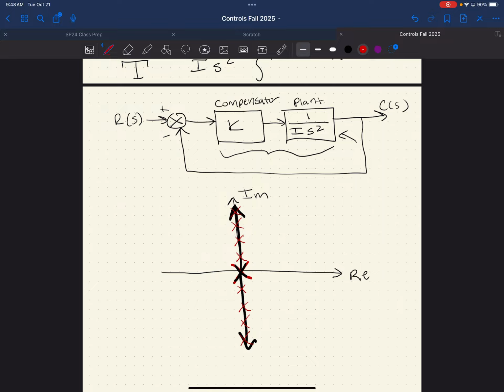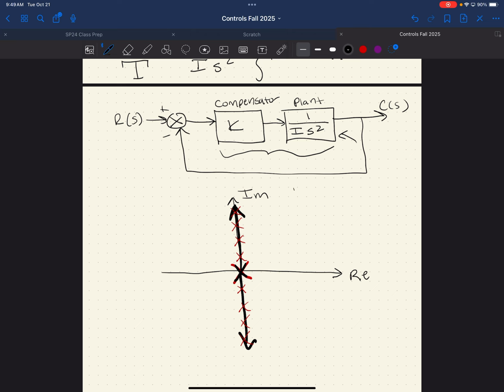Do you think that's the behavior we want for our satellite? No. If you're an astronaut in this satellite, I don't think you want to be bashed around like that for the rest of your life because the control engineer didn't look at his root locus. Okay? So, let's take a quick note on that.